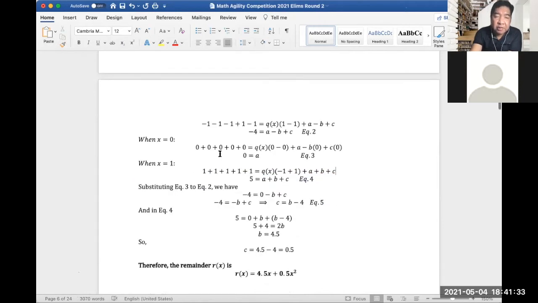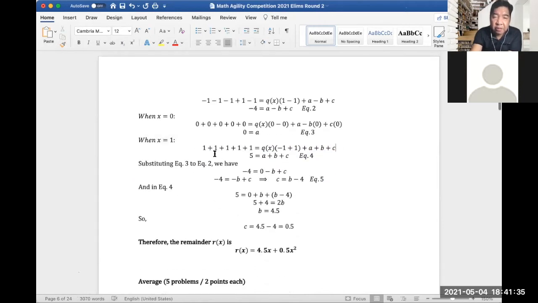Now let's substitute when x equals 1. So that would be 1 plus 1 plus 1 plus 1 plus 1 plus 1, which is equal to 5. And then q(x) times negative 1 plus 1 would be 0, so q(x) would be eliminated. And then we have a plus b plus c. So we have equation 4.